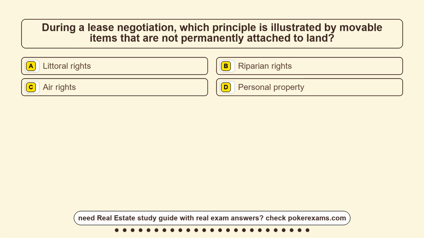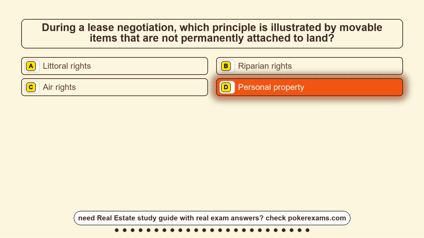Question 16. During a lease negotiation, which principle is illustrated by movable items that are not permanently attached to land? Option A, littoral rights. Option B, riparian rights. Option C, air rights. Option D, personal property. The correct answer is option D, personal property.